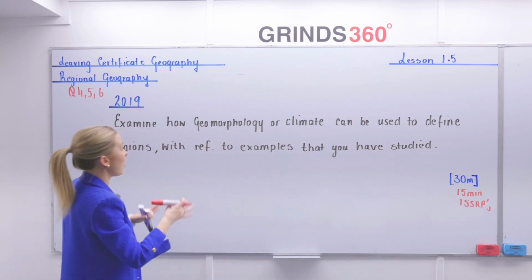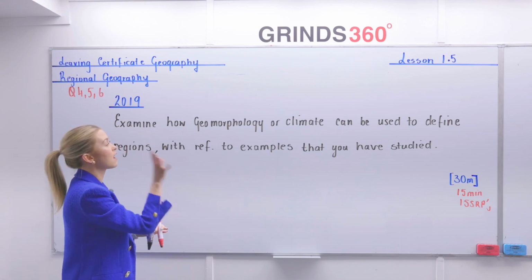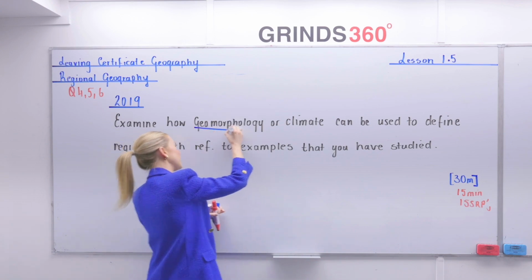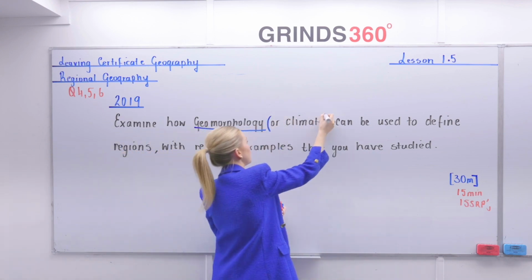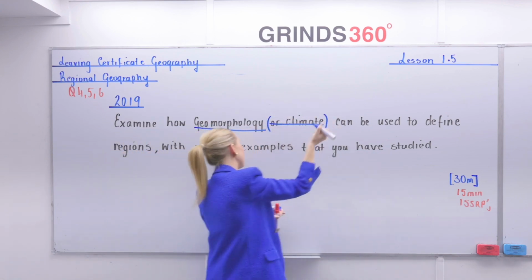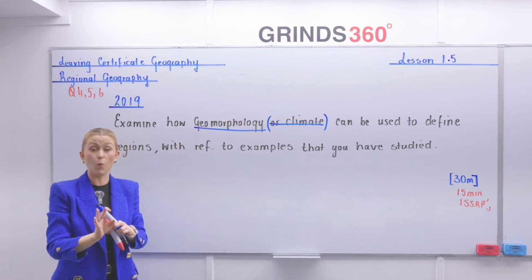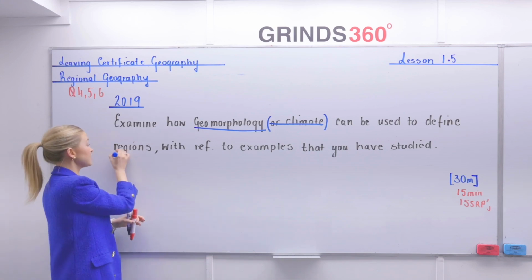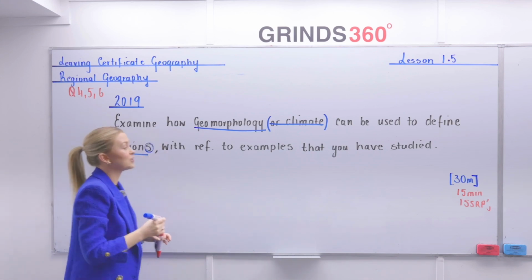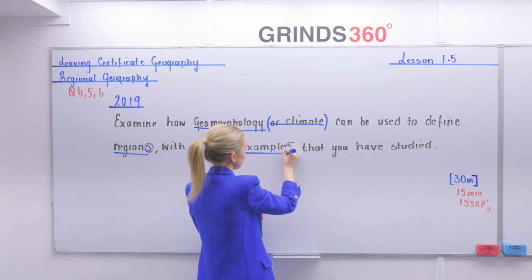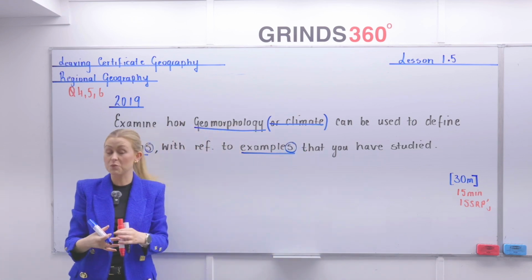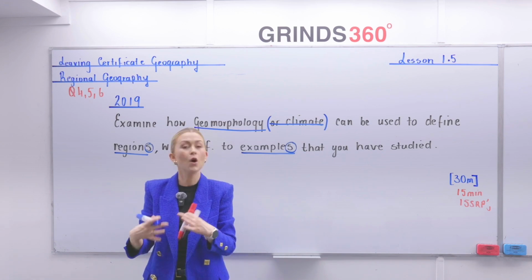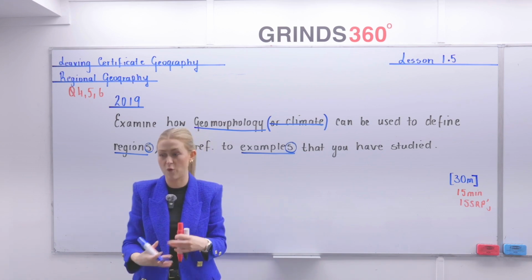In this case, what we're going to be focusing on is geomorphology. So I'm going to get you to highlight the word geomorphology, and we're going to bracket off the word climate. You can either put a line through it or bracket it off. We're going to focus on one. Again, my examiner has given me a choice here: can be used to define regions with reference to examples that you have studied. Even if they don't tell us to do more than one, what we're always trying to do is give that examiner more than one region, because oftentimes we pick up those quick, easy marks for ourselves.